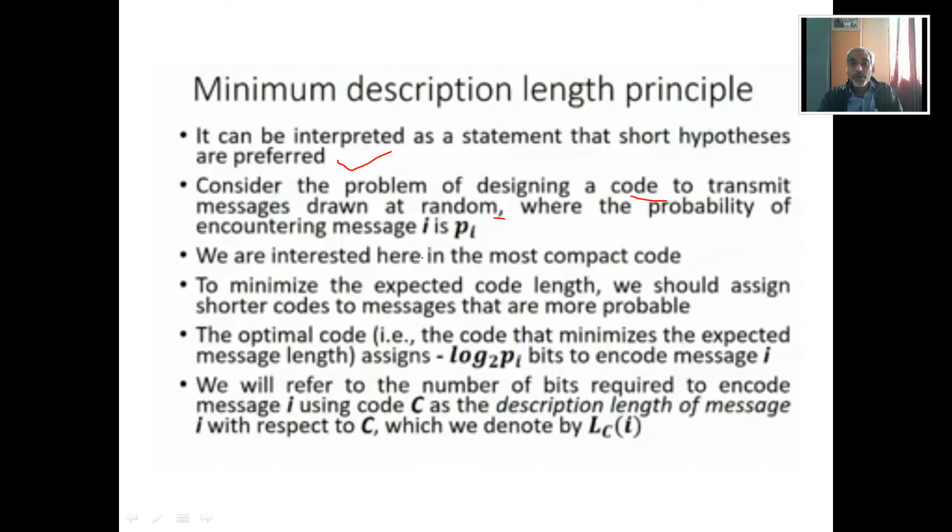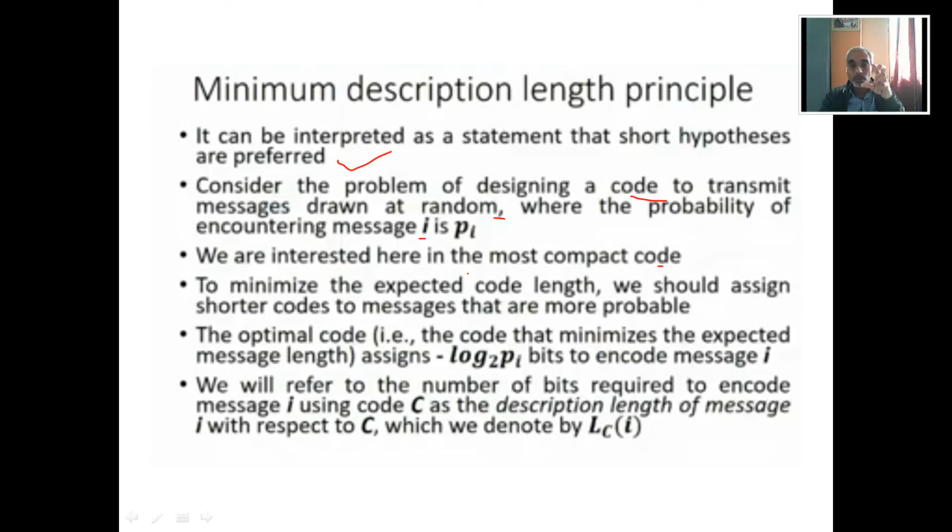Now consider designing a code to transmit messages drawn at random, where the probability of encountering the message i, that is, randomly selecting any message i, is P of i. Now we are interested here in the most compact code. That means we want to design a code which is very, very small. The message is already huge. We are encoding that message into some code form. You are giving some code to that, and you want to transmit that particular code, right?